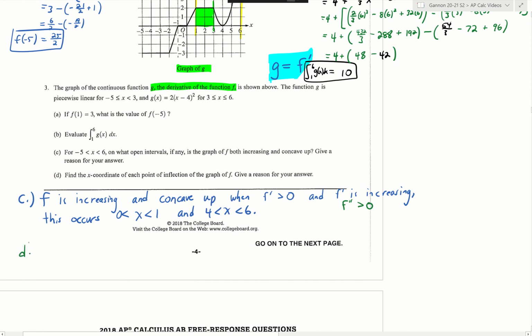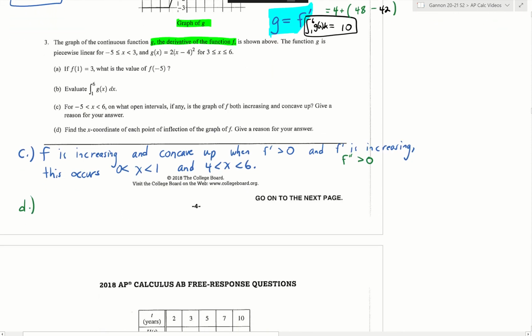All right, and then for part D, it says find the x-coordinate of each point of inflection. Give a reason for your answer. So again, with a point of inflection, I'm going to go ahead and give my reasoning first. f has a point of inflection when f double prime equals 0 or is undefined and changes signs. All right, that's typically what we're going to look for with a point of inflection.